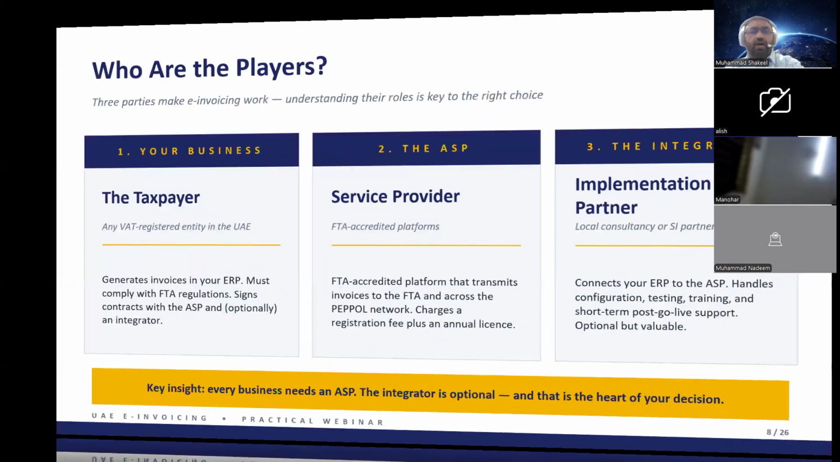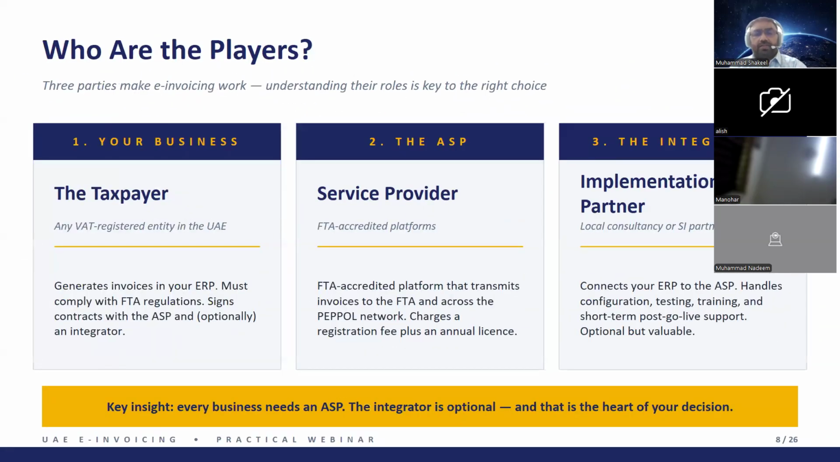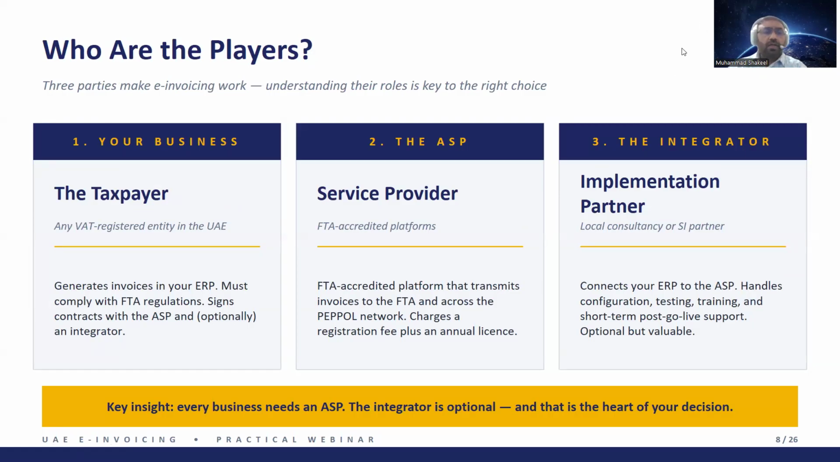Now the second thing: who are the players? As we discussed, the players here are the taxpayer, service provider, and implementation partners, the integrator. So if I'm thinking that I have to board on e-invoicing, I'm the taxpayer, the businessman, and then I have to find an ASP, or I have to find another person who is not an ASP. That is called the integrator.